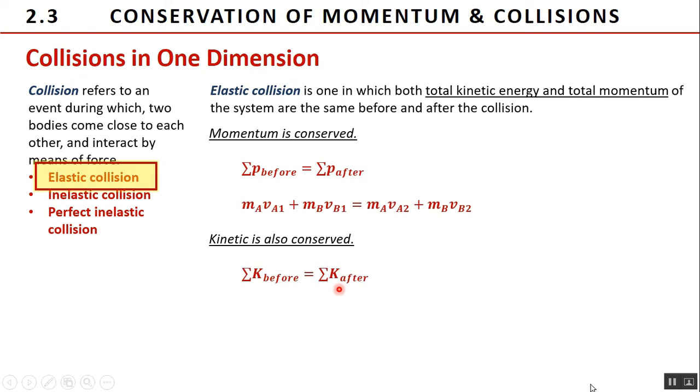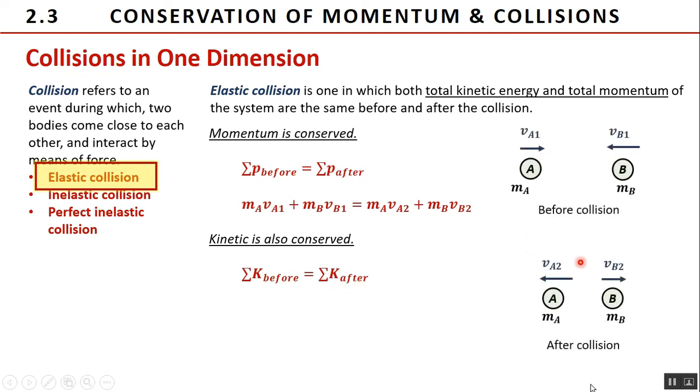Here we have a model of two bodies A and B that move toward each other. Before collision, body A moves to the right, while body B moves to the left, as indicated by the given initial velocities, v sub A1 and v sub B1. For as long as these two bodies move, they possess momentum and kinetic energy. The total momentum before collision is represented by this expression, while this expression is for total kinetic energy before collision.